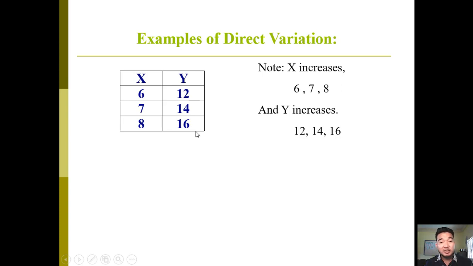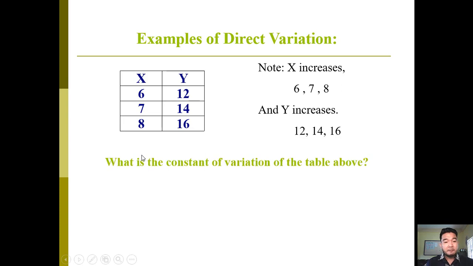Mayroon siyang pattern. Kung nakikita niyo, ano nangyayari? Dun sa x, para magkaroon tayo ng y. So yung 6 naging 12, 7 naging 14, yung 8 naging 16. Yes. I-multiply lang natin sa 2 si x para makuha natin yung value ni y. So what is the constant of variation of the table above? How can we solve for k here?